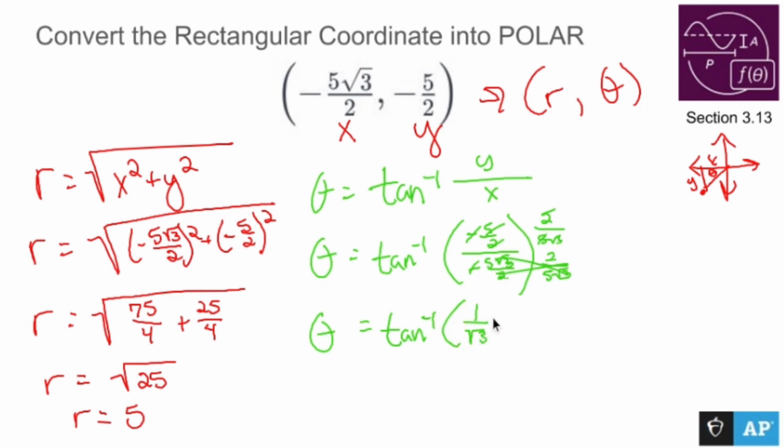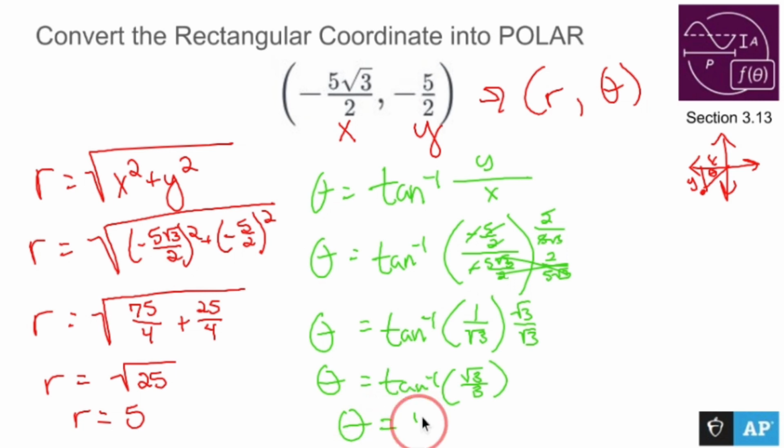Well, that's still no good. So let's multiply the top and the bottom by root 3 over root 3. And so theta is going to be the inverse tangent of root 3 over root 3 times root 3, which is regular 3. The inverse tangent of root 3 over 3 is pi over 6. So this point in polar coordinate form is going to be 5, pi over 6.